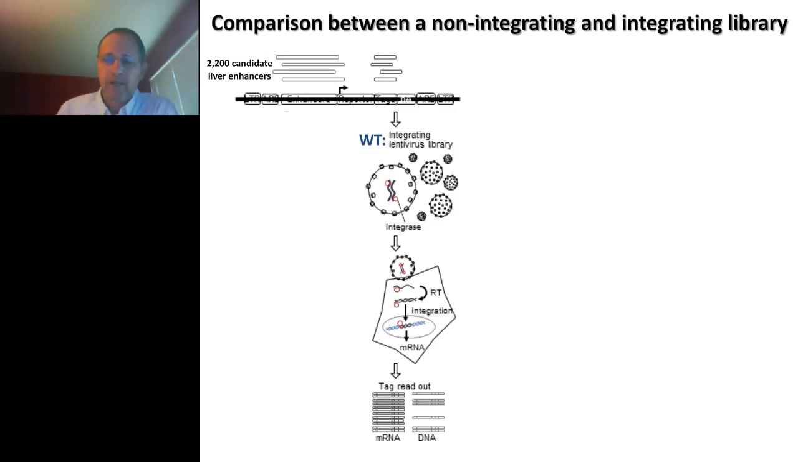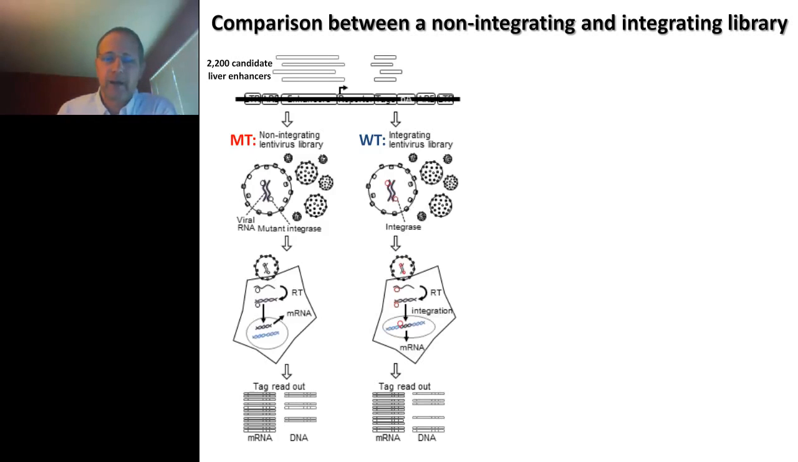What's nice with lentivirus is that we can also mutate the integrase, the enzyme that allows it to integrate into the genome. And so we can make a library that has a mutant integrase that doesn't allow it to integrate into the genome, and ask the question, what expression pattern do we get from this library?